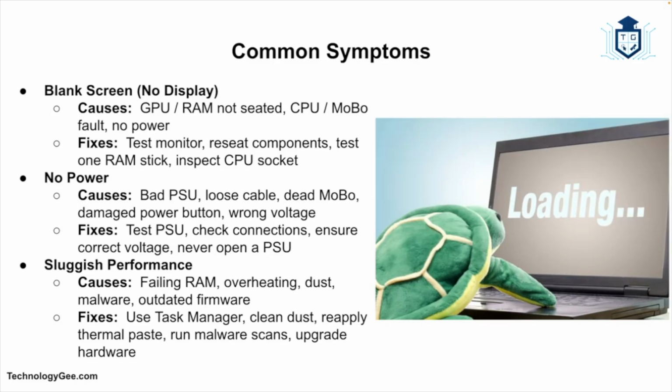Another issue is no power. You hit the power button, nothing happens, no fans, no LEDs, nothing. The root cause could be a faulty power supply, a loose power cable, a dead motherboard, a damaged power button, or an incorrect voltage switch. How do you fix this? You want to use a PSU tester or swap in a known good power supply unit. You want to check the power cable and the wall outlet. You want to ensure the front panel connectors are plugged in right. And you want to flip the voltage switch only if it's safe and appropriate to do so.